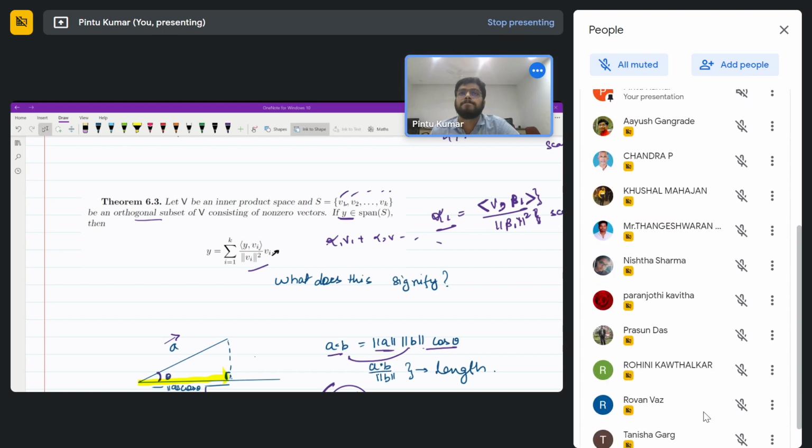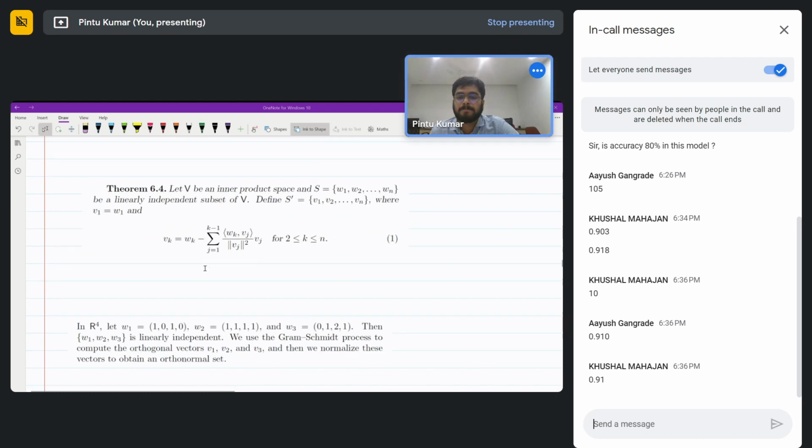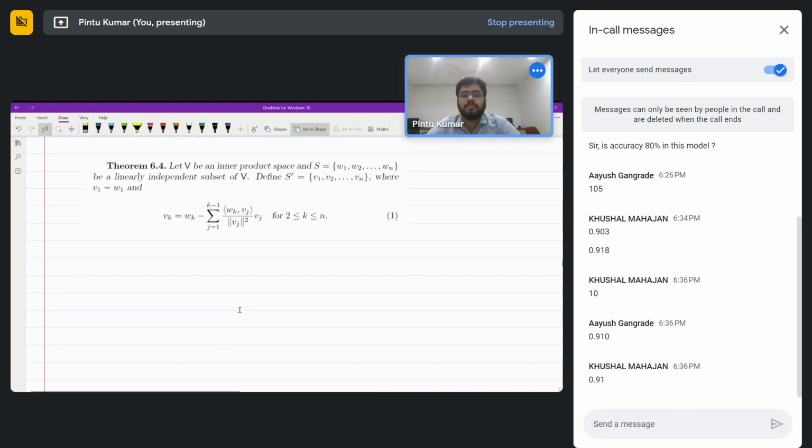And yeah. So we will continue with our Gram-Schmidt orthogonalization process, right? This is not a theorem, but a process on how to convert your set to an orthogonal set. Just to decode this theorem for you, you are given W1, W2, up to Wn, and you want to convert it to an orthogonal set V1 to Vn. How do you obtain this set?